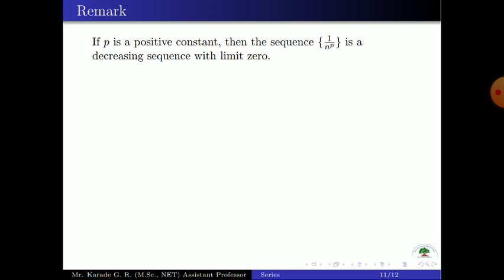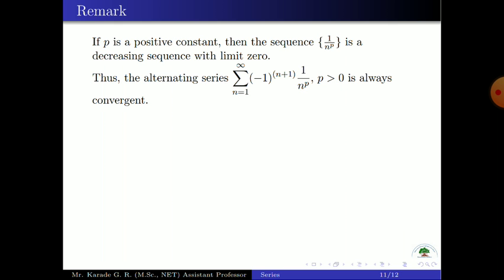Now let us write some remarks. If p is a positive constant, then the sequence 1 upon n raised to p is a decreasing sequence with limit 0. Yes, correct. It is a decreasing sequence and converges to 0. Thus the alternating series summation of (minus 1) raised to the power n plus 1 into 1 upon n raised to p is always convergent.